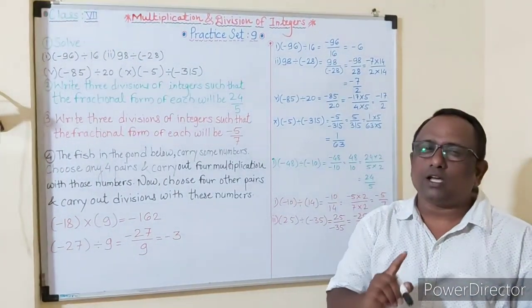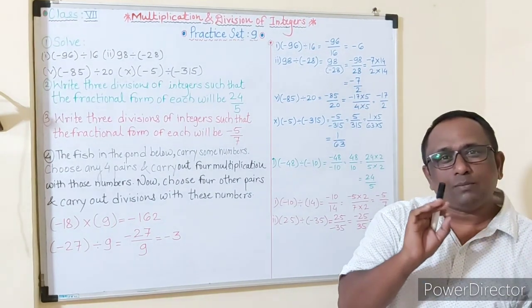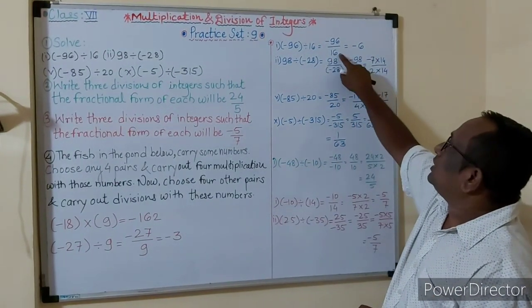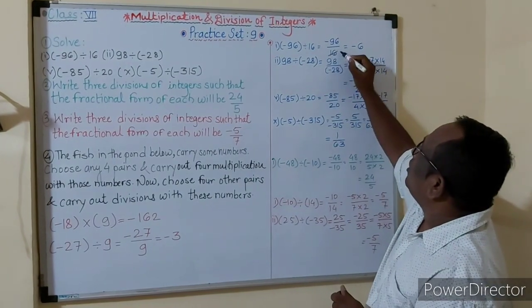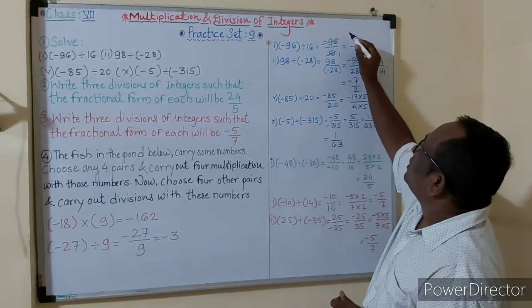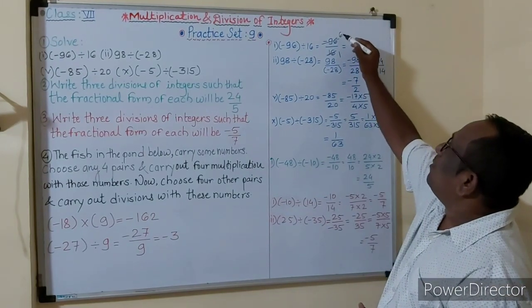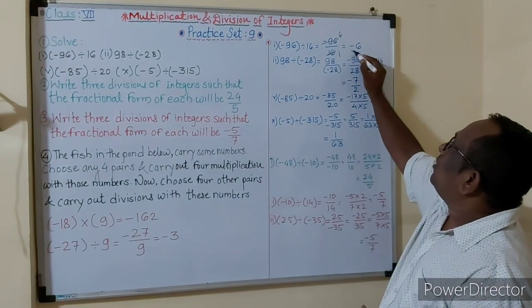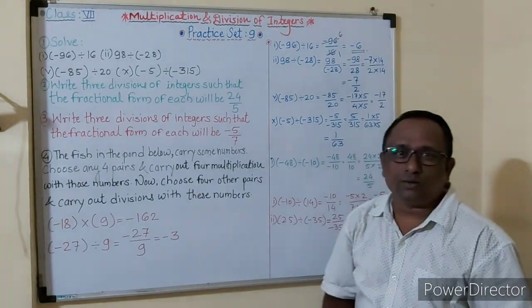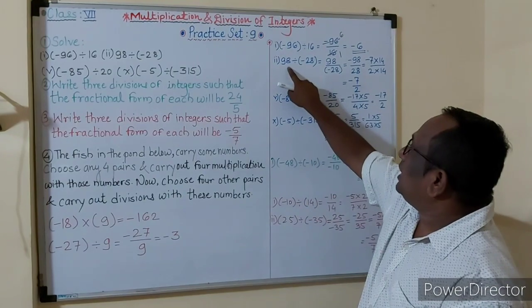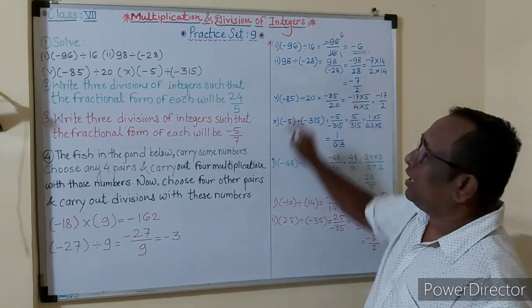I am sure you are making mistakes here, students, so don't forget the signs. So 16 ones are 16 and 16 sixes are 96. So minus 6 upon 1 means minus 6. Okay. Now we'll move to the next example, that is 98 divided by minus 28.